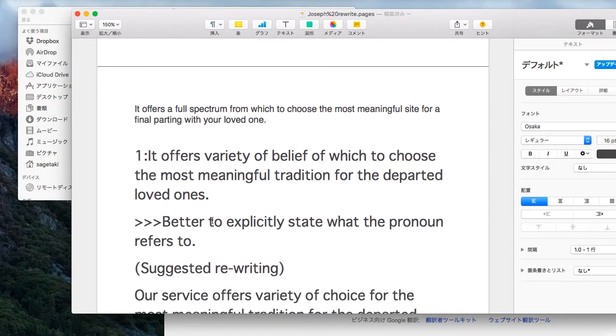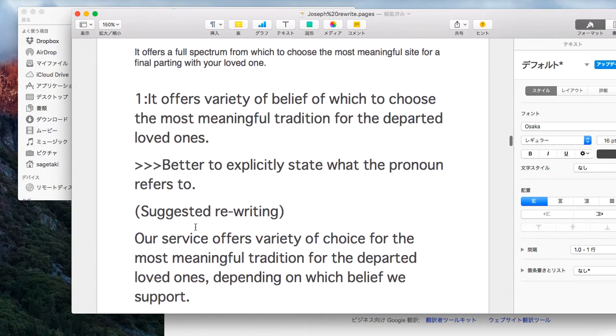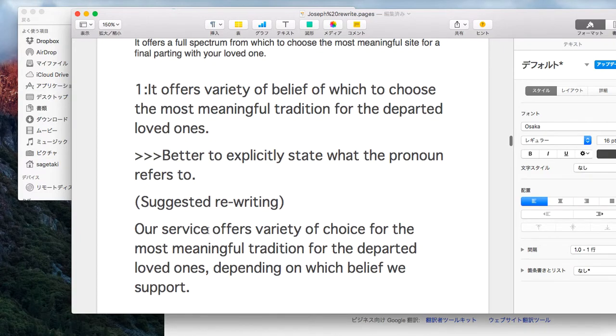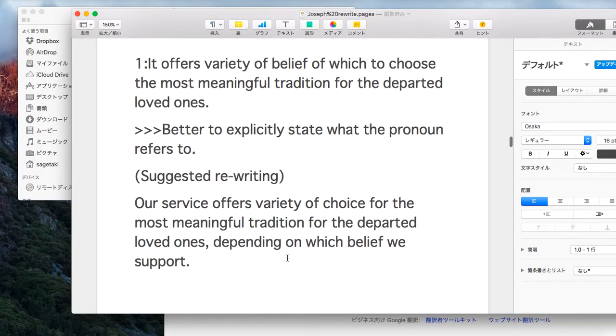Because I've already told you, instead of using the pronoun "it" here, you better explicitly state what the pronoun refers to. For example, "our service offers variety of choice for the most meaningful tradition for the departed loved ones, depending on which belief we support." Well, this part here did not exist.